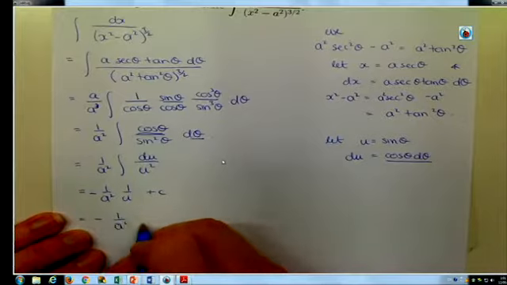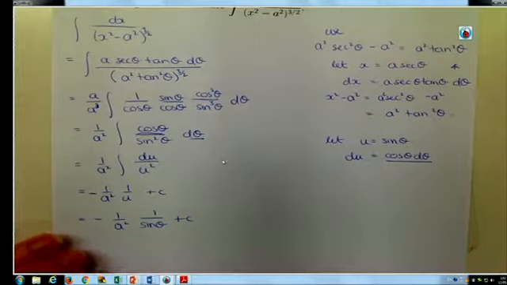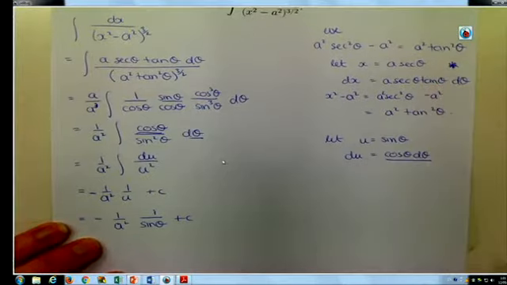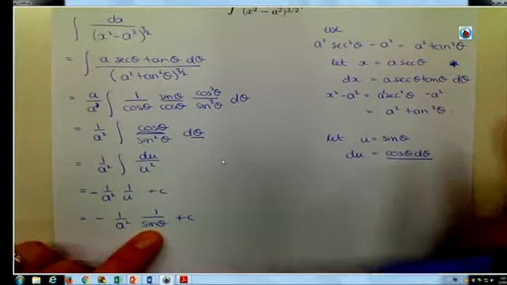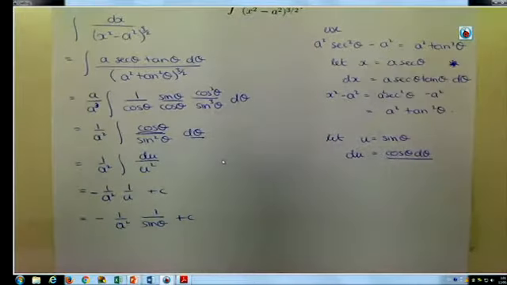Now u is sine theta. We're going to use this one here. Now we want sine theta, but we only really know what sec theta is. So now we get to choose between the little triangle and the trig identities. And none of the trig identities connect sine and sec, so I'm going to use the triangle. Okay?